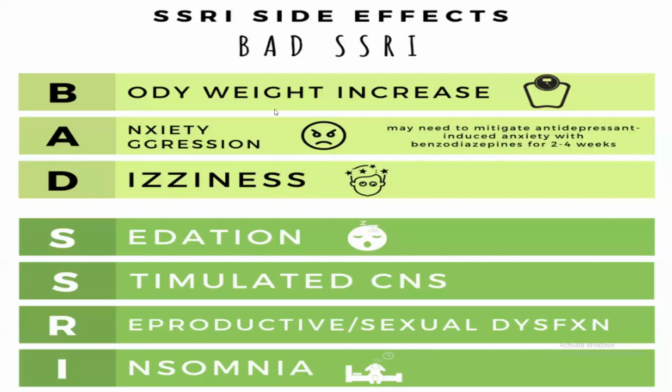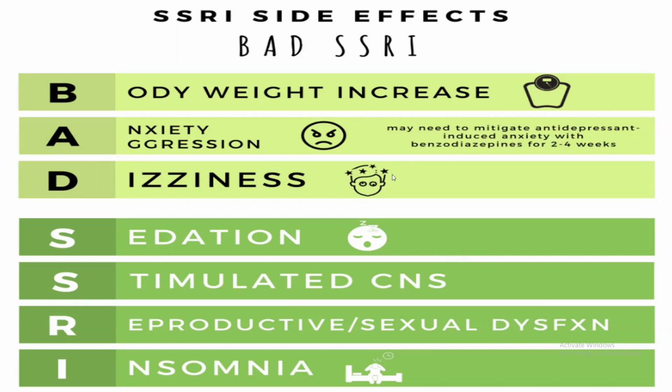Another easy way to remember the SSRI side effects is we say BAD, bad SSRI. B stands for body weight increase, A stands for anxiety and aggression, and you may need to mitigate the antidepressant-induced anxiety with benzodiazepine drugs for 2 to 4 weeks. D is for dizziness. S is the side effect of sedation. Another S is for stimulated. CNS is stimulated, so it's showing your sympathetic nervous system effect. R is for reproductive or sexual dysfunction, and I is for insomnia.